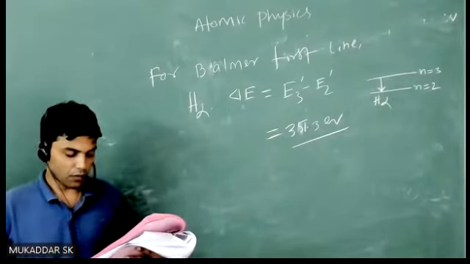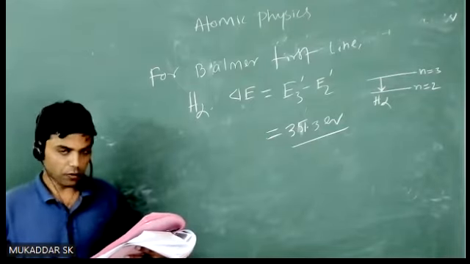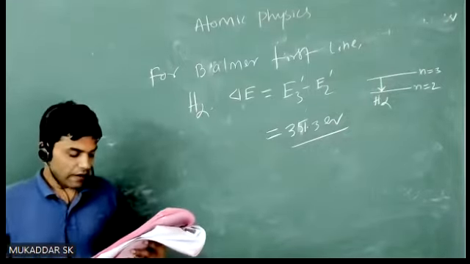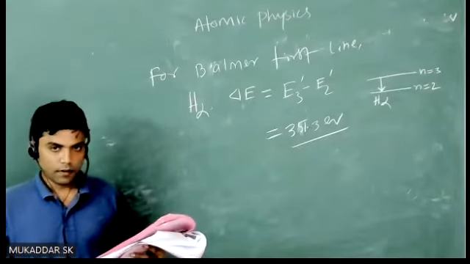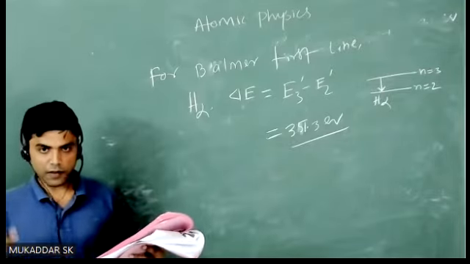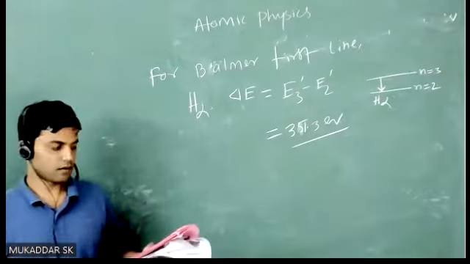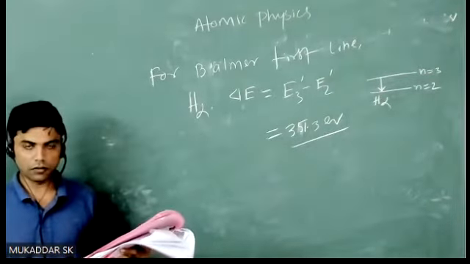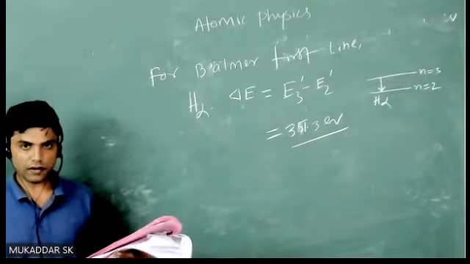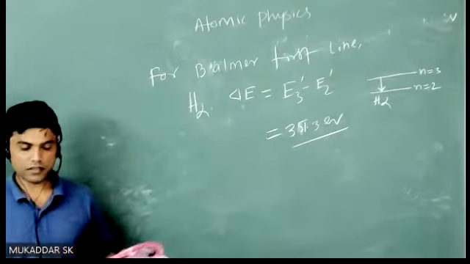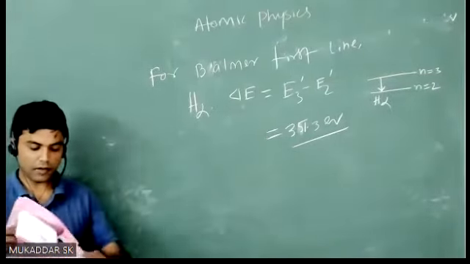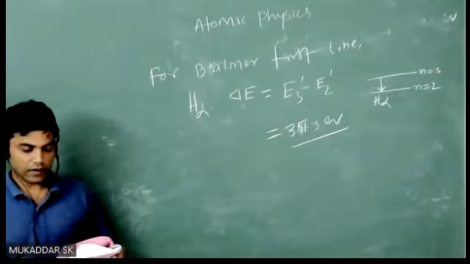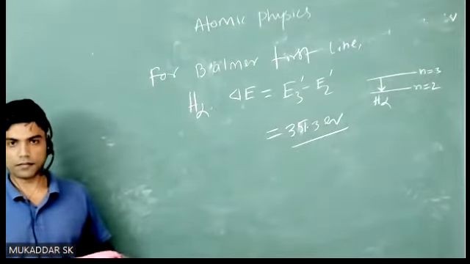Again I am repeating: if a hydrogen atom at rest emits a photon in going from n equals 5 to n equals 1 state, find the recoil speed of the hydrogen atom in meter per second after this transition. Also given that the mass of the hydrogen atom is 1.67 × 10^-27 kg.